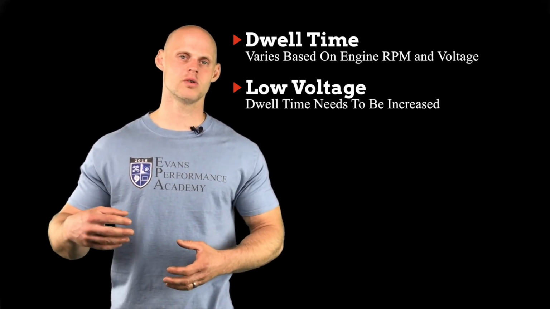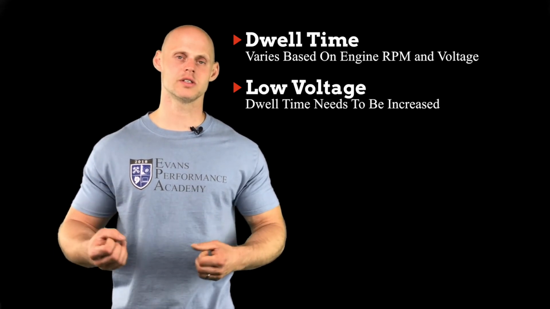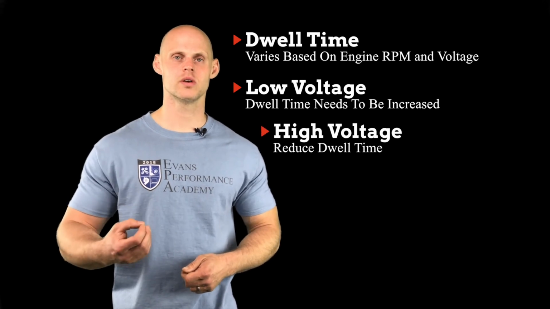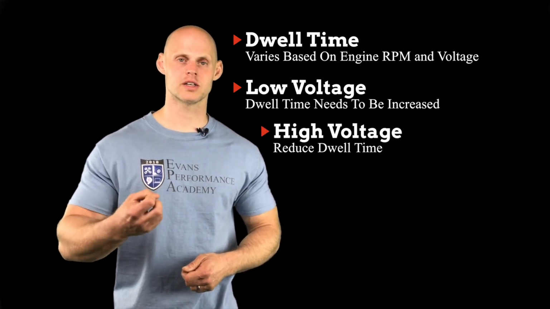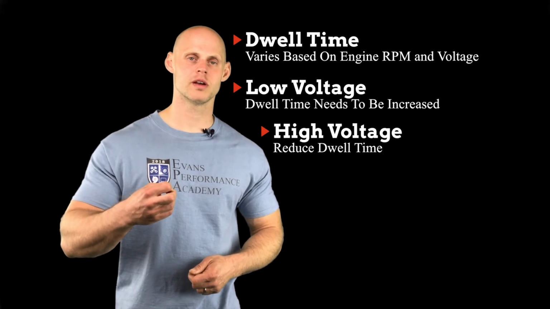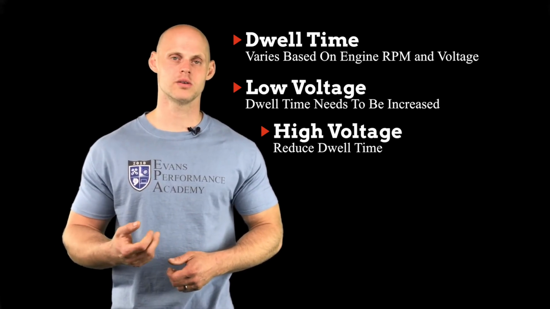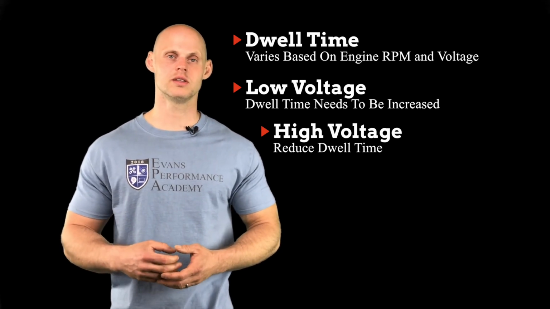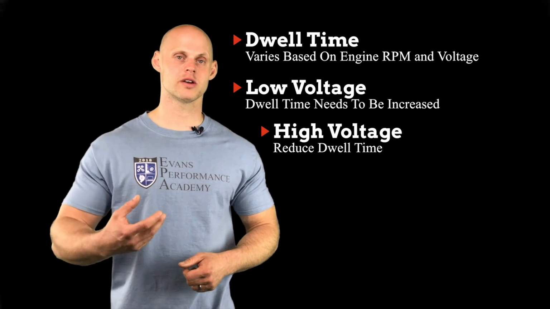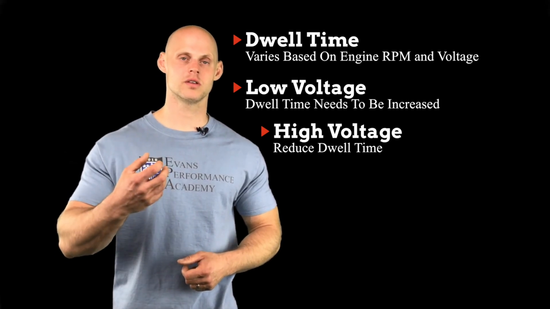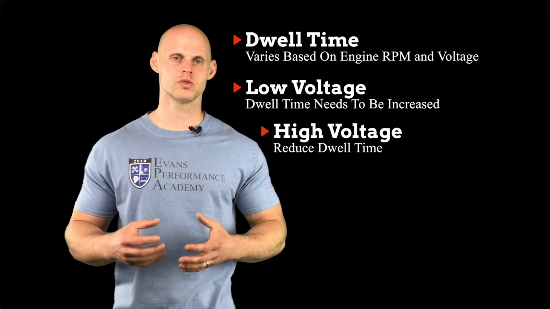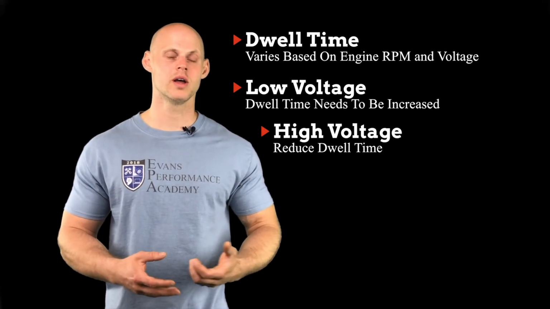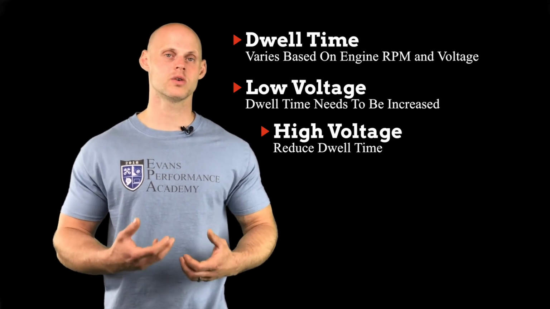But if we go up to something like 16 volts in our charging system, if it could theoretically get that high, it would take much less time for the primary windings to reach that saturation point. So we might reduce our coil dwell from 2 milliseconds down to 1.5 milliseconds to get the same spark energy and the same point of primary winding saturation to occur. So the coil dwell is going to vary based on battery voltage. At lower voltages, we're going to need more coil dwell. At higher voltages, we're going to need less coil dwell.